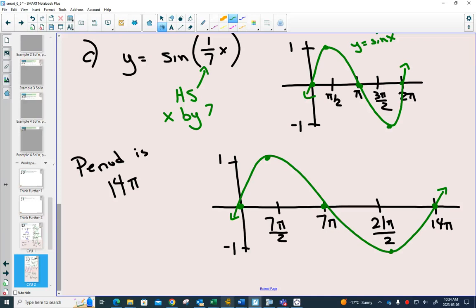Okay, questions you can circle for this one are 3, C, and D.